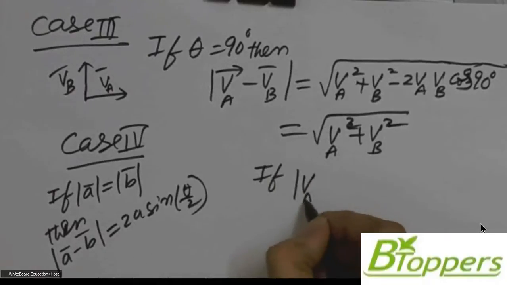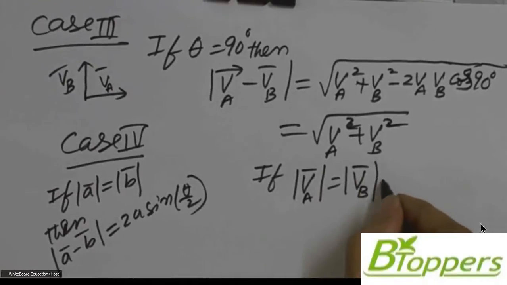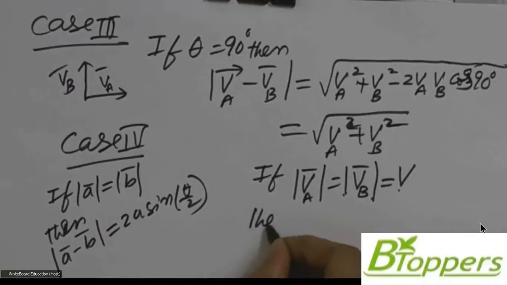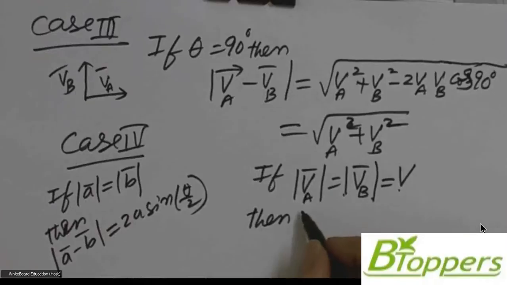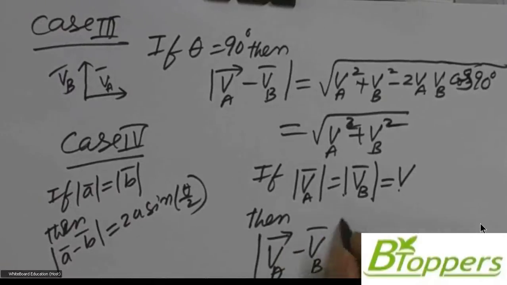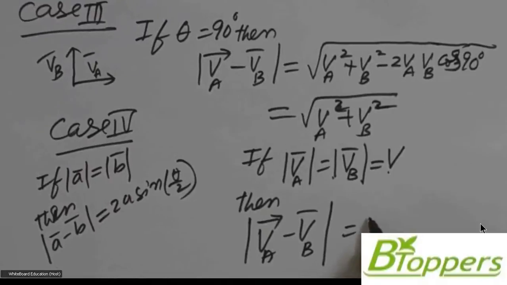When the two bodies A and B move with equal speeds but in different directions, that means the magnitude of velocity of A is the same as the magnitude of velocity of B, and the magnitude of velocity of each body is, suppose, equal to V. But the two bodies are moving in different directions, such that the velocity of A makes an angle theta with the velocity of B. Then the magnitude of relative velocity of A with respect to B will be equal to, using this result, 2V sine theta by 2.